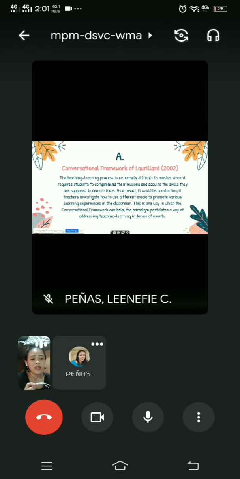The teaching and learning process is extremely difficult to master since it requires students to comprehend their lessons and acquire the skills that they are supposed to demonstrate. As a result, it would be comforting if teachers investigate how to use different media to promote various learning experiences in the classrooms. That is one way in which the conversational framework can help.